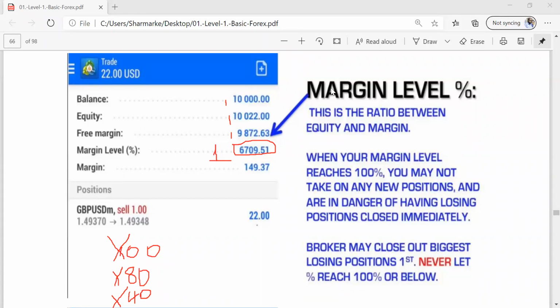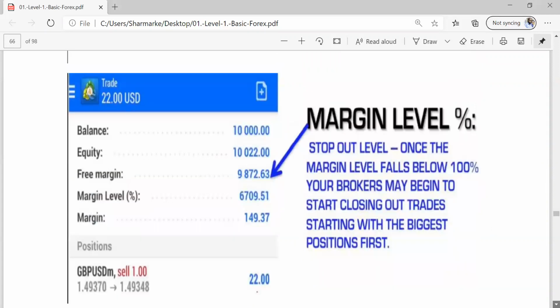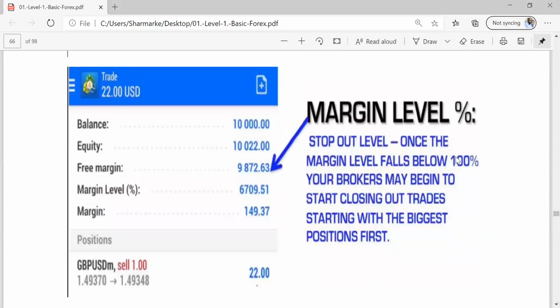So very, very important. In fact, you have to take note of this, and you have to see it yourself in practice. You can practice by checking how these things work. Stop out level: when the margin level falls below 100%, your broker might begin closing out trades, starting with the biggest position first. It's still the same meaning that we have discussed.